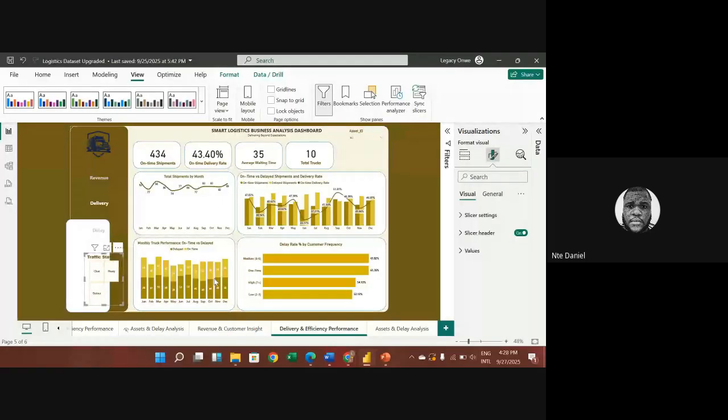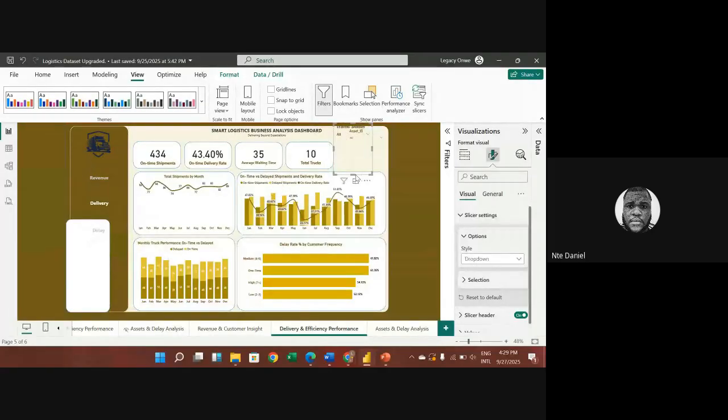You need to learn how to take advantage of the page real estate you have. Okay, this is too cramped. Some charts are ridiculously big. Example, delay rate and customer frequency is too big. What it is showing and the space it is taking doesn't make sense at all. It's too big. Number one.